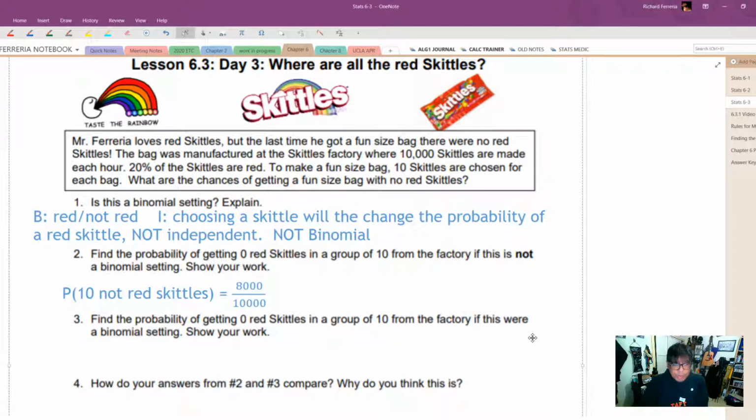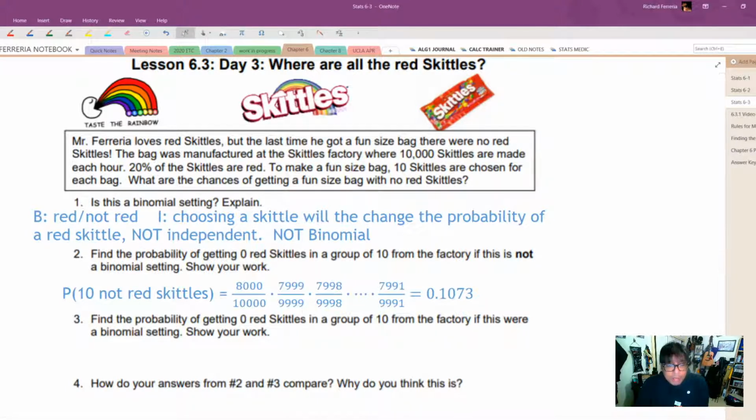Now that we've picked that first not red Skittle, there are now 7,999 not red Skittles out of 9,999. The probability of getting the second Skittle to be anything but red would be 7,999 divided by 9,999. And then we're going to do something similar. The probability of the third Skittle being anything but red is 7,998 divided by 9,998. And you continue that process of thinking until you get to the very last Skittle, which would be 7,991 divided by 9,991. Well, now that's a probability of 10.73%. Okay, a little bit of conditional probability review never hurt anyone, of course.